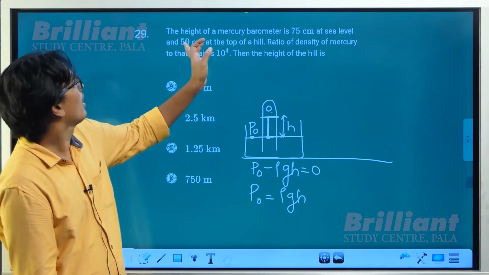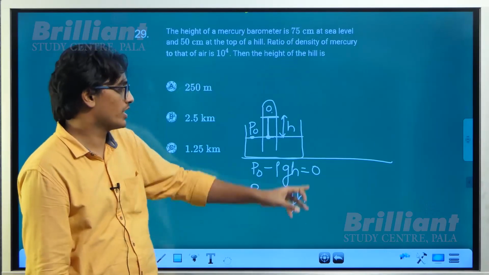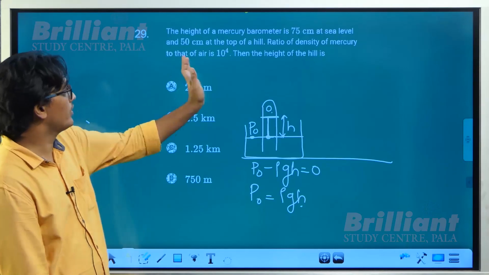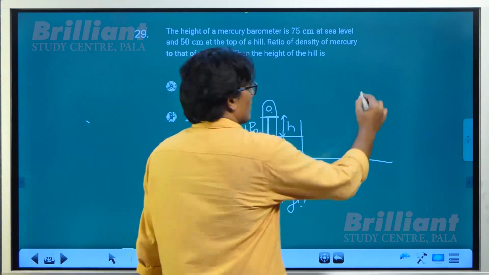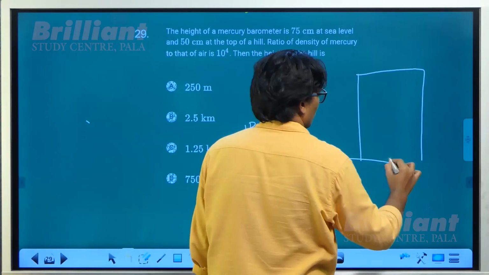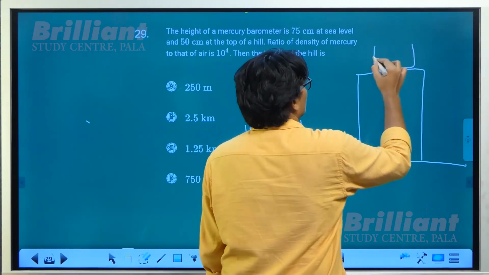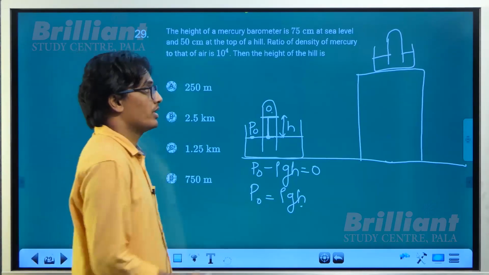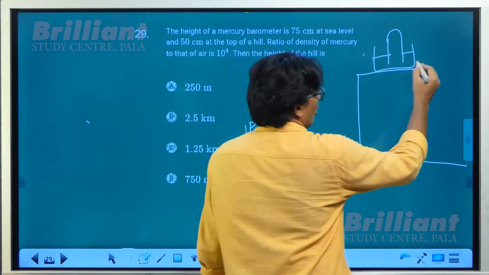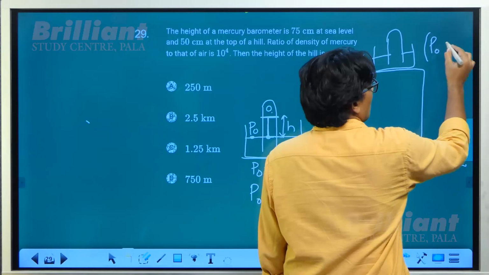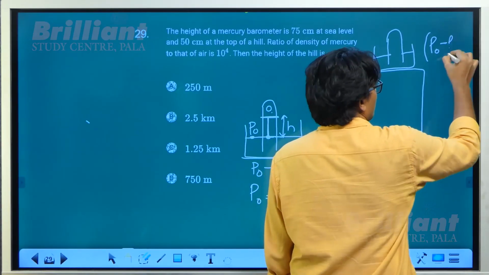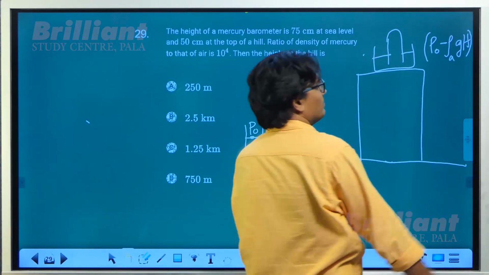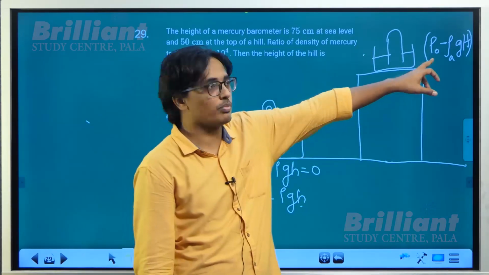They given the height of mercury column is 75 centimeters, so H is 75 at sea level, and 50 centimeters at the top of a hill. Now at the top of a hill, pressure won't be P naught. Outside pressure will be P naught minus density of air into height of the hill. Okay, this is the outside pressure.